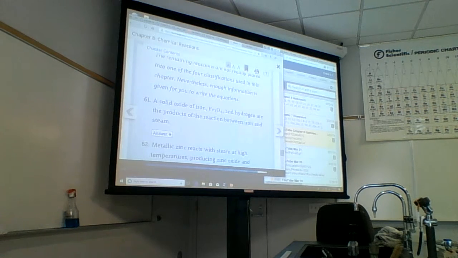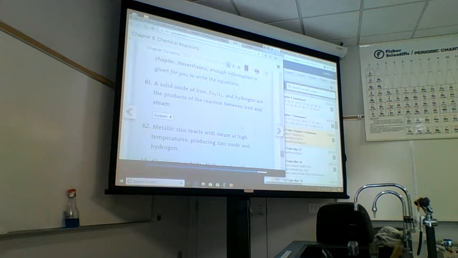61, a solid oxide of iron, Fe3O4, and hydrogen are the products of the reaction between iron and steam. I'll talk about this. This is a very unusual compound in a way for nomenclature.